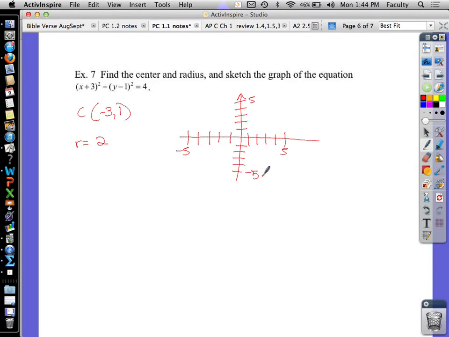Here's how I graph them. I plot the center. It's at -3, 1. And if the radius is 2, from the center I go up 2, right 2, down 2, left 2. And that's the outer part of my circle, because it did say sketch it. Okay?